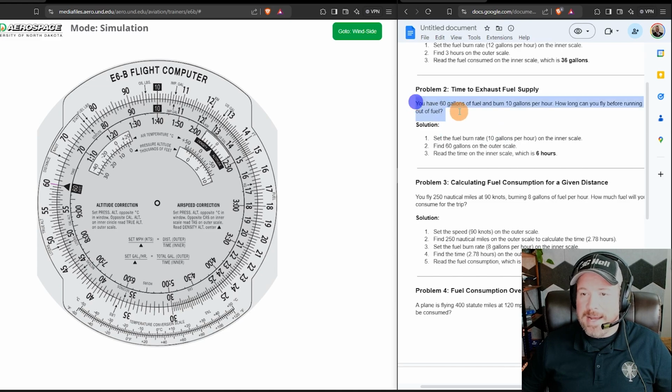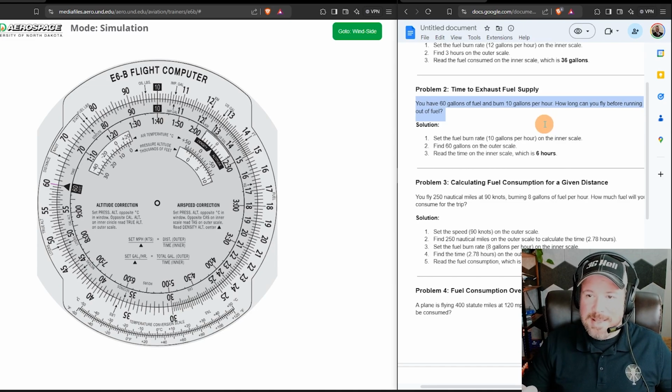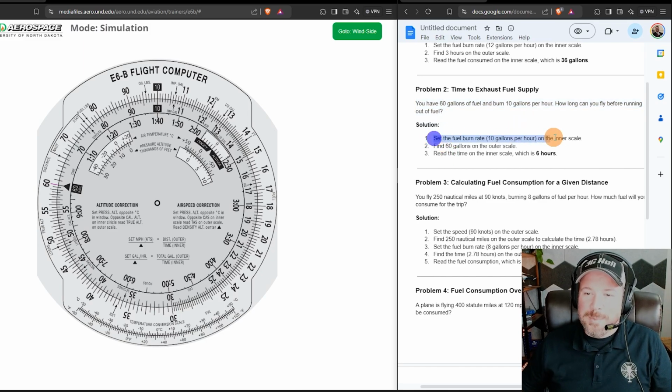Okay, problem number 2, time to exhaust fuel supply. You have 60 gallons of fuel to burn at 10 gallons per hour. How long can you fly before running out of fuel? Again, rule of thumb, 60 gallons, 10 gallons per hour, 6 hours, right? No big deal, but we're going to use a whiz wheel.